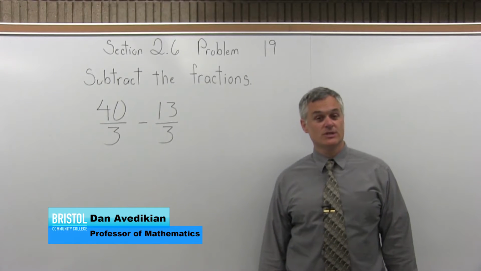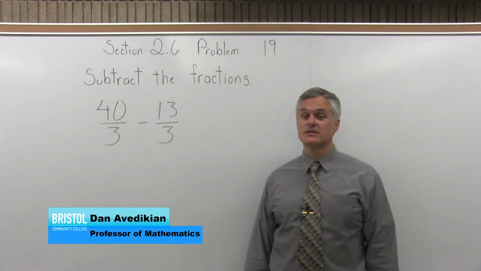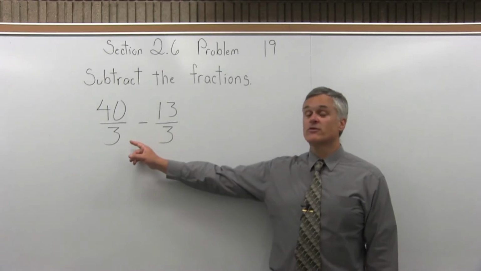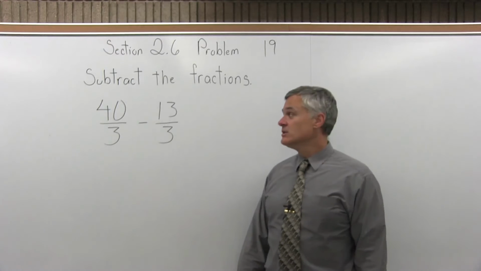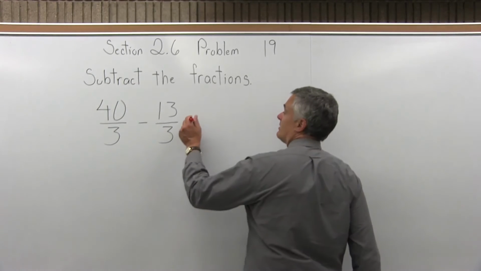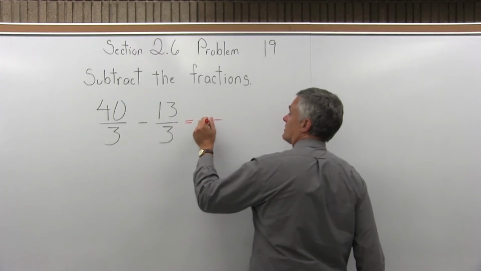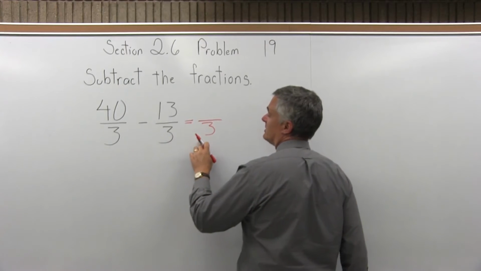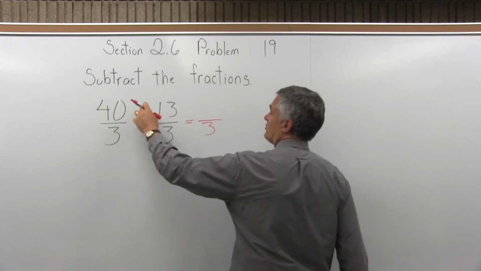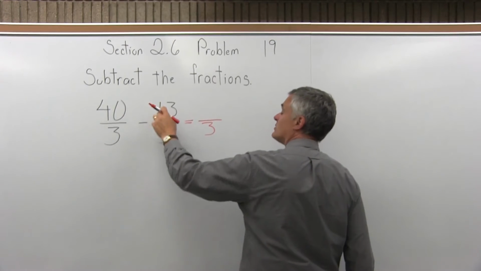This is Section 2.6, Problem 19. It says subtract the fractions, and we have 40 over 3 minus 13 over 3. Because the denominators are the same in both fractions in my question, I get to keep that same denominator in my answer. In this case, it's 3. So now I can just subtract the numerators, 40 minus 13.